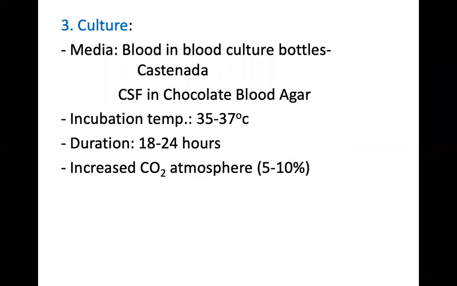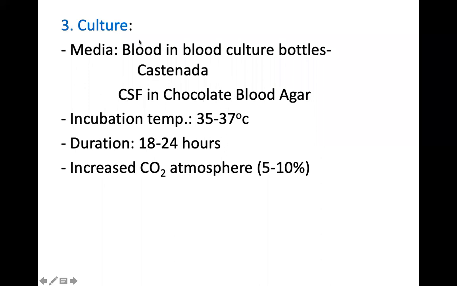Of course, part of the analysis, there's another arm that is carrying out biochemical analysis, clinical chemistry analysis of the CSF specimen, but our focus here is just on the microbiological lab processing. You can also culture the specimen after preparing your gram stain. You can culture for the blood in blood culture bottles, which you'll subculture to CBA. And for the CSF, you can culture it directly onto chocolate blood agar.